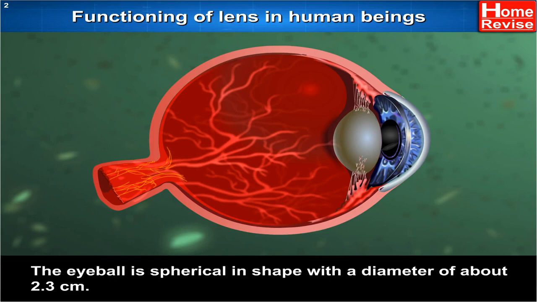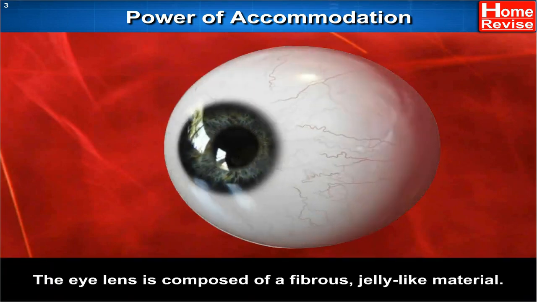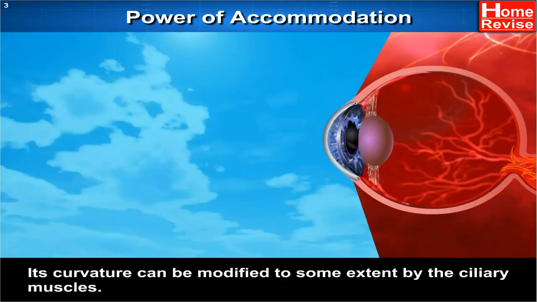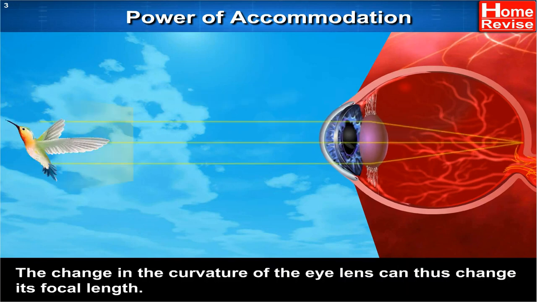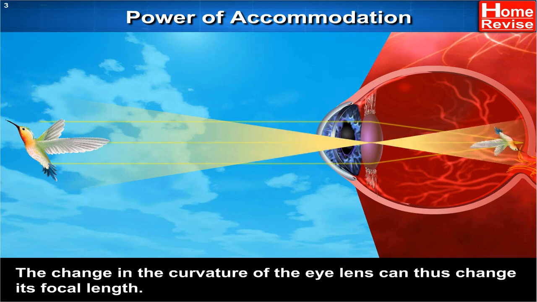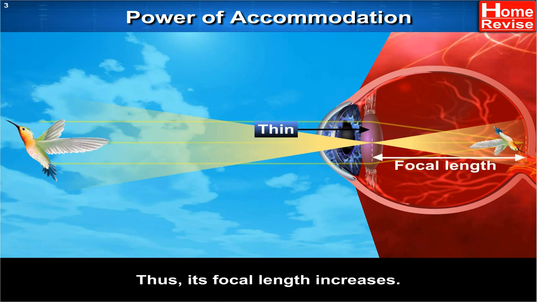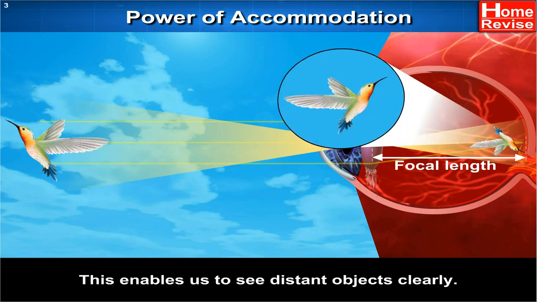The eyeball is spherical in shape. Power of accommodation. The eye lens is composed of a fibrous, jelly-like material. Its curvature can be modified to some extent by the ciliary muscles. The change in the curvature of the eye lens can thus change its focal length. When the muscles are relaxed, the lens becomes thin. Thus, its focal length increases. This enables us to see distant objects clearly.